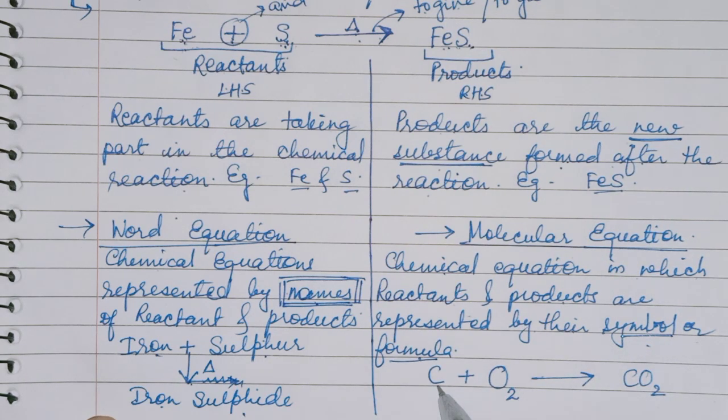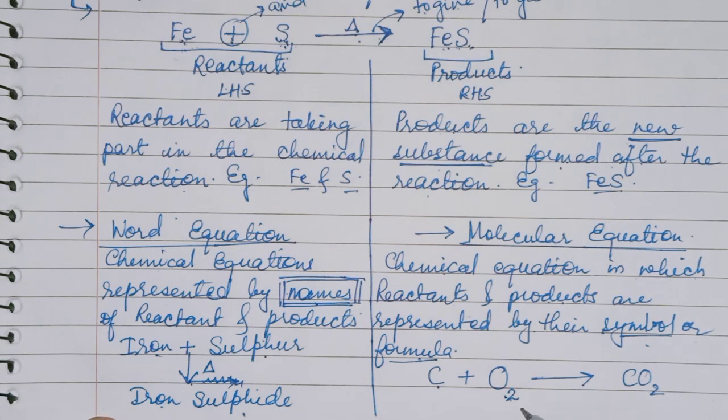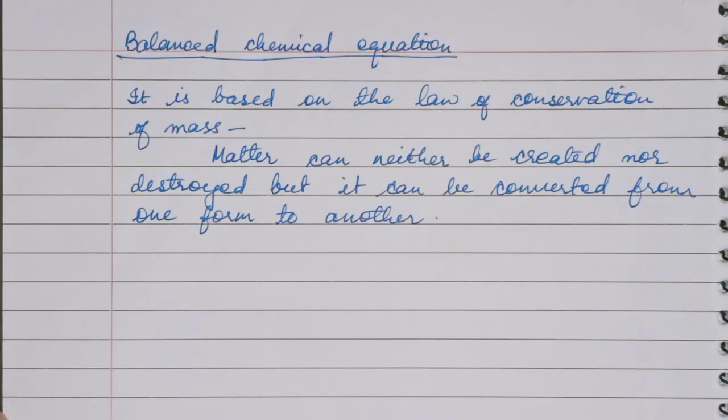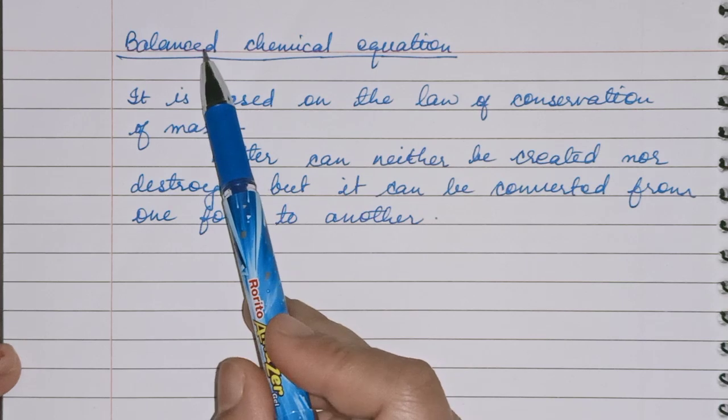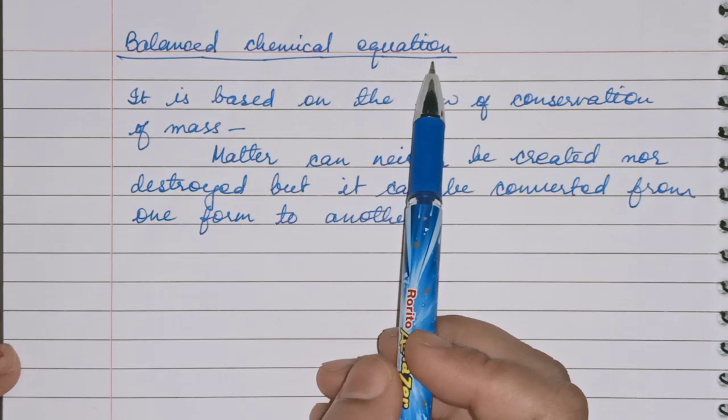Here C is for carbon, which is burning in the presence of oxygen. After the reaction, what is forming? Carbon dioxide, and its formula is CO2. So like this, when you are representing the chemical equation by symbols and formulas, then you can say it is a molecular equation. When you are writing the name of each element and compound, then you will say that it is a word equation. Now next is the balanced chemical equation.